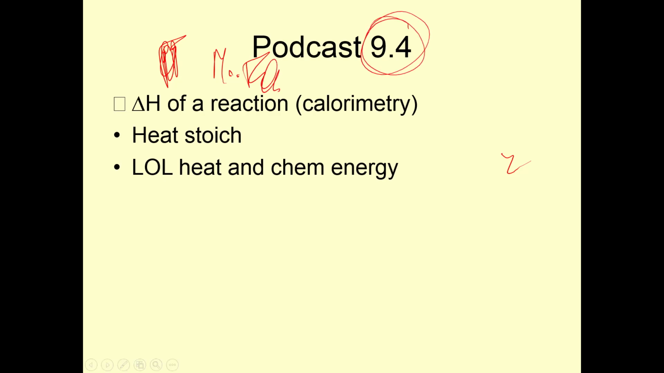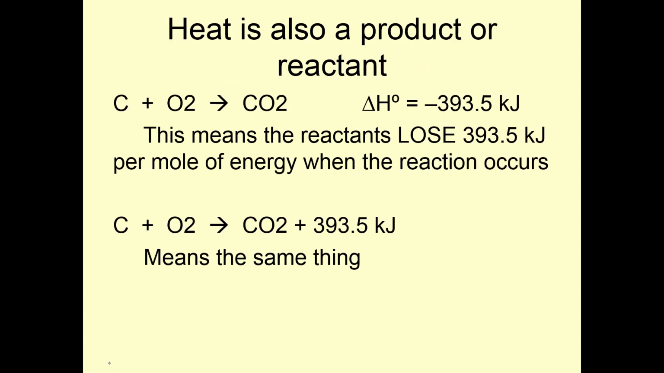We're going to do delta H of a reaction, which is called calorimetry. We're going to do heat stoich, and heat and chemical energy. So let's do some more stoich with that. All right, so heat is also a reactant or a product.